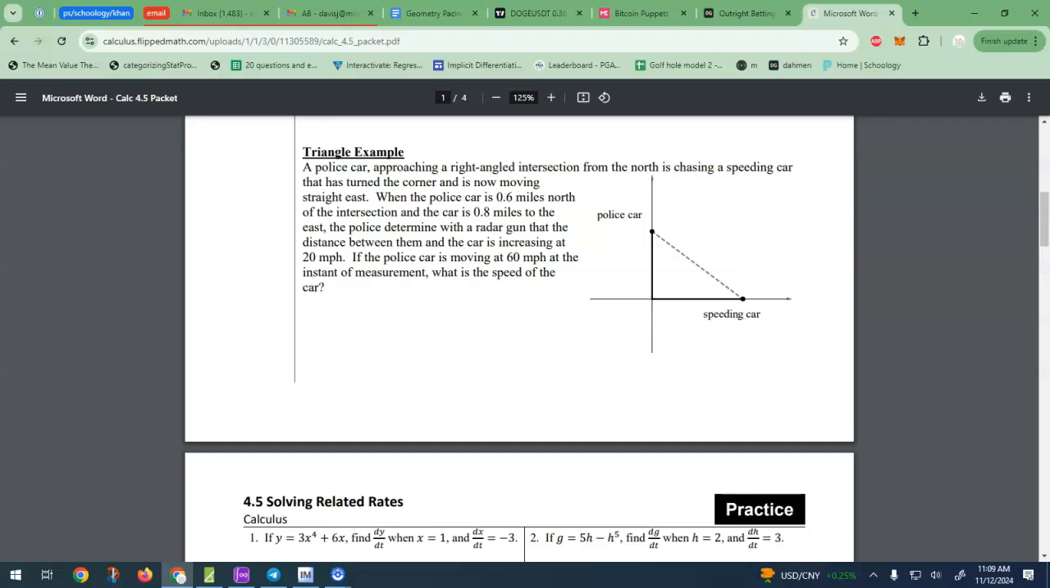So I'm just going to read through this and kind of label things. The police car is 0.6 miles north of the intersection. So that tells me Y is 0.6. Y is the vertical distance. There's a point there, it's just really small. Okay. The car is 0.8 miles to the east, so that's going to be X equals 0.8.